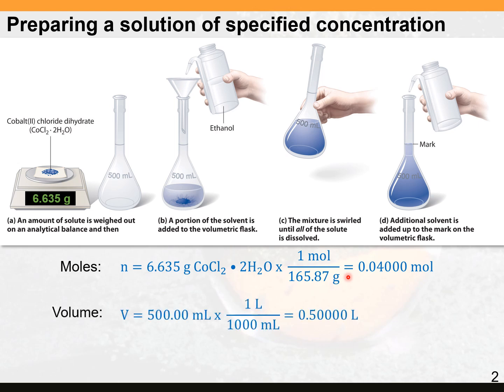Then, volume in milliliters is converted to liters because the unit of volume in the molarity expression is liters. The use of the volumetric flask determines the volume to 2 decimal places. Therefore, the volume measurement has 5 significant figures.